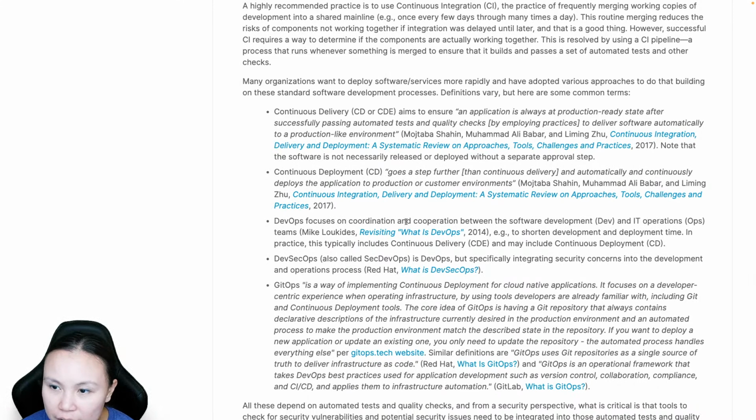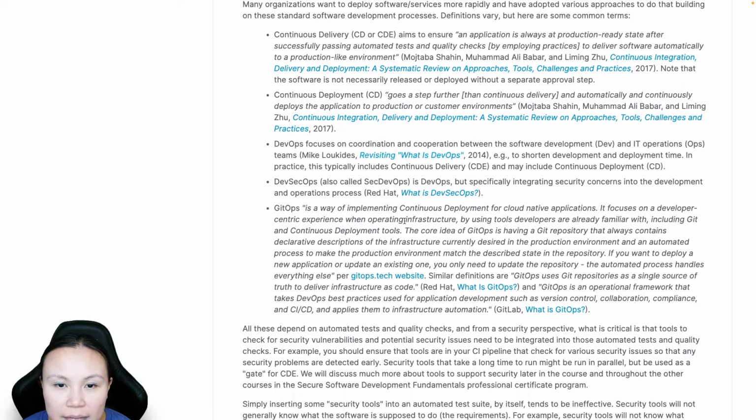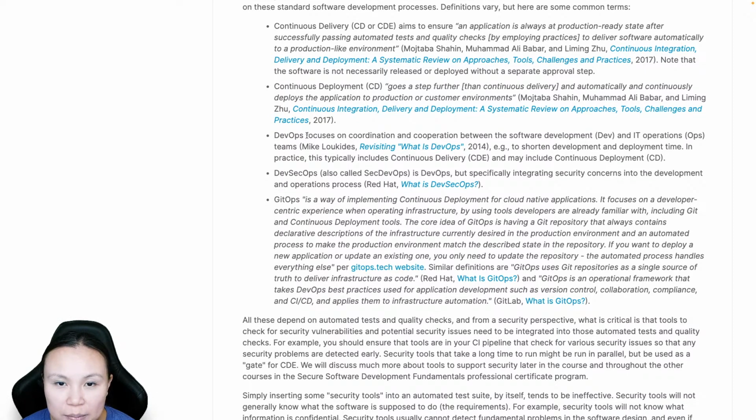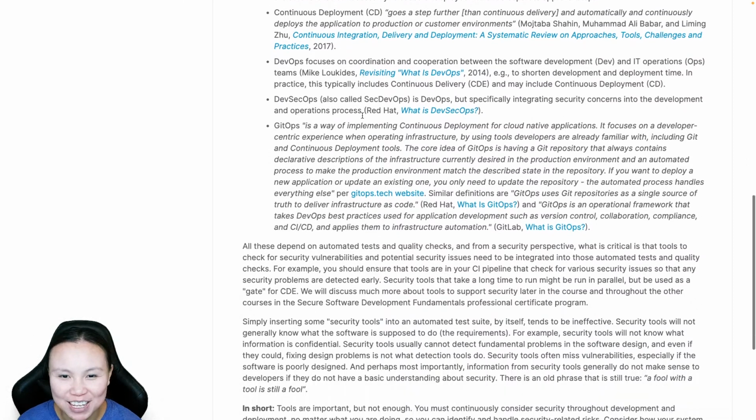There's also continuous deployment. Also CD, same acronym. Yeah, automatically and continuously deploy the application. So similar concept. DevOps. I'm not a DevOps professional, but this is usually people who oversee the CI/CD process and stuff. There's also DevSecOps now, or SecDevOps, which is DevOps but integrating security concerns. So it's DevOps with security concerns.